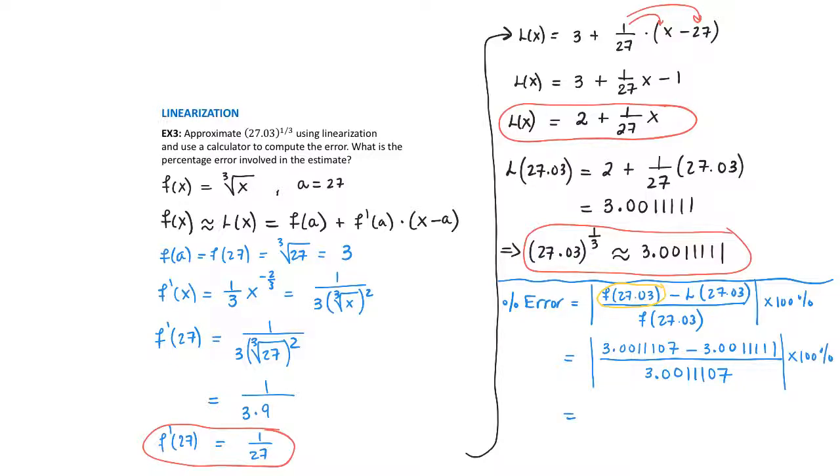When you do those calculations, being very careful with your keys, you're going to have 0.000013%. My goodness, this is such a small percentage error. This is telling us that this approximation is a very close approximation to the actual value of the function at 27.03. So you can really trust this approximation.